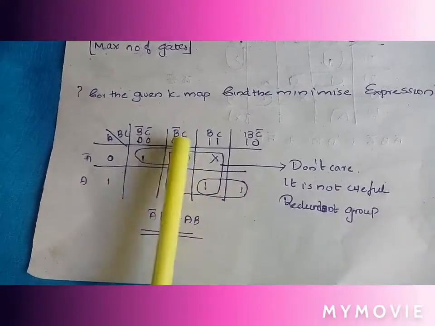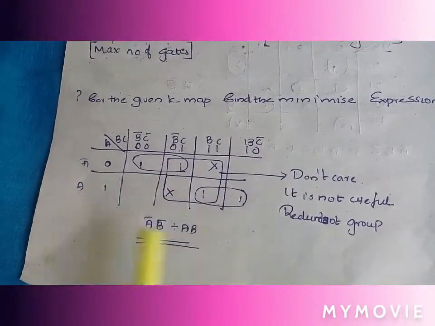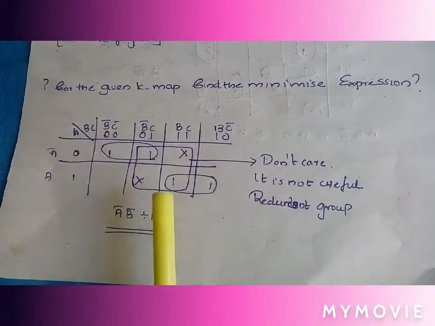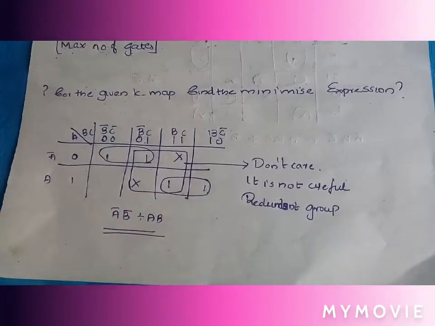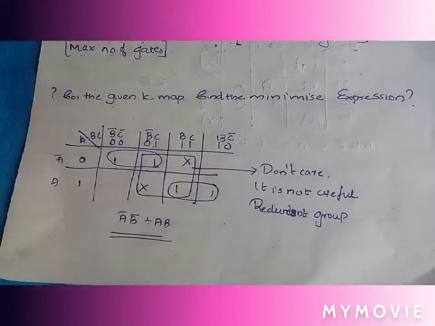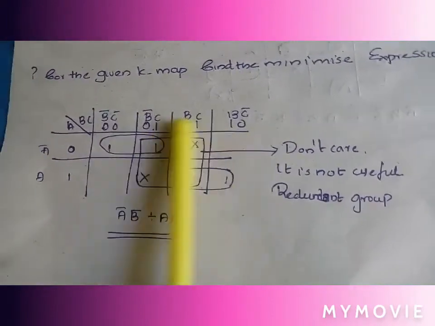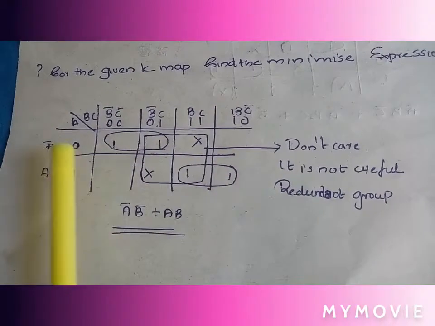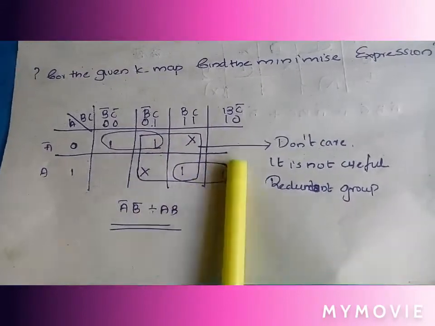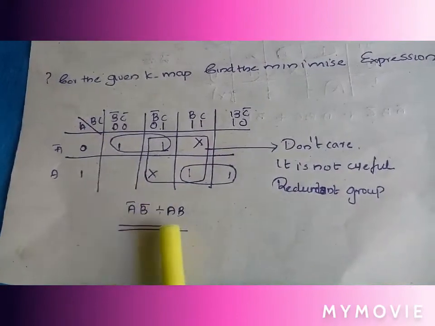So also one pair and here also a pair, but after grouping we know that don't care is not useful here, that is a redundant group. Redundant group means in which no one is free, that is the ones are used by other groups. So the quad is in a redundant group, so only two pairs are there. This pair is represented by A bar B bar plus this pair is represented by A into B, that is AB. So A bar B bar plus AB.